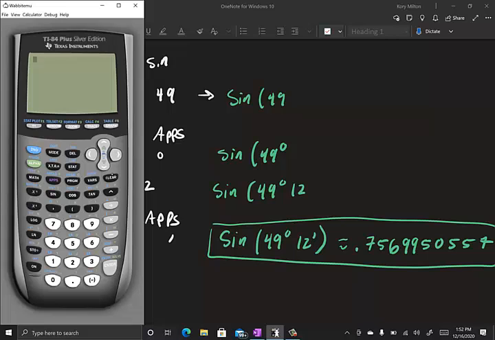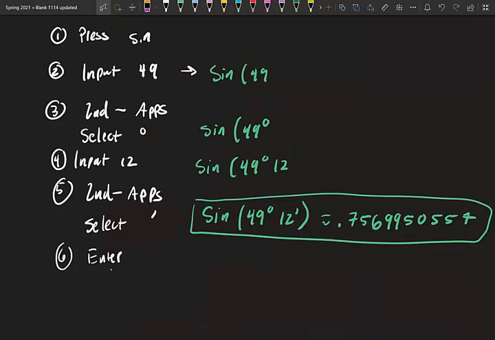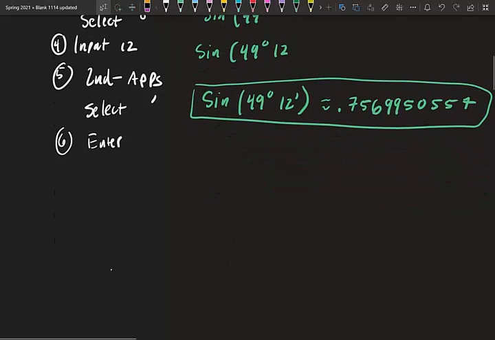All right, so with our calculator, we have sine 49. We need to do second apps and do the little degree. Then we have 12 minutes, so second apps number 2. Close out the parentheses, hit enter. There's another way that we can talk about this. There's an alternate way. This, to me, doing it that way is the easiest. But alternatively, that's a tongue twister for me.